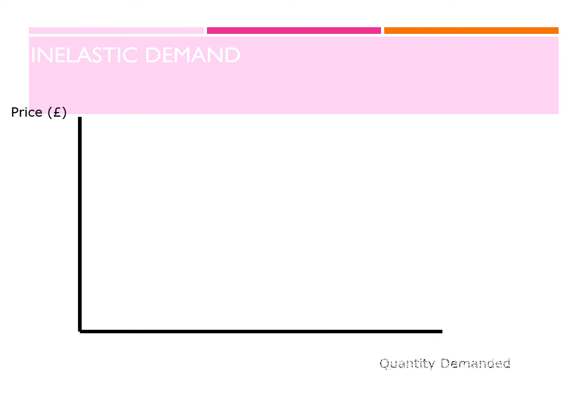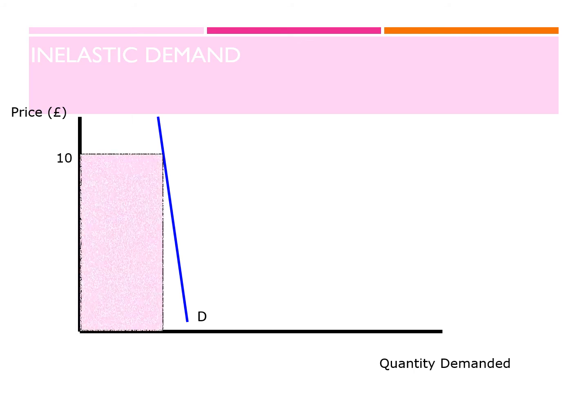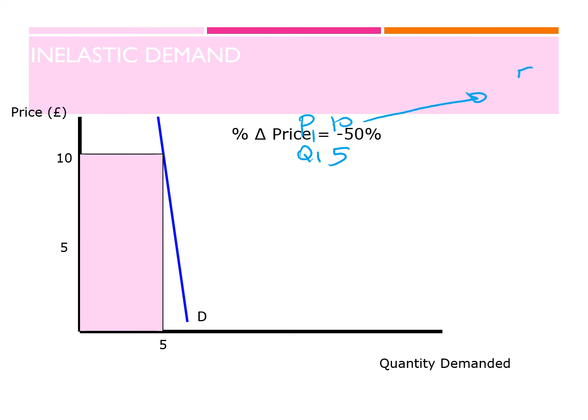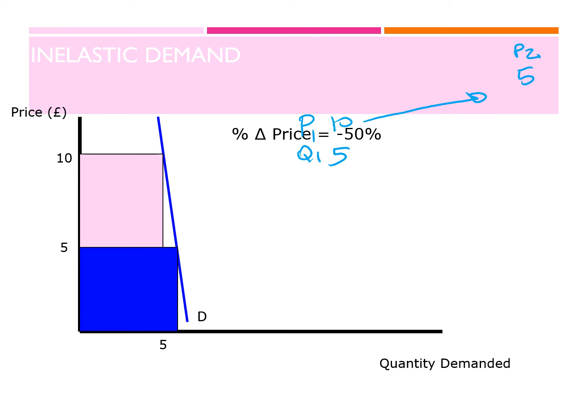Inelastic demand, again, same thing. It is steeper, my demand curve, if I'm talking about an inelastic demand. My original price was 10 and my original quantity was 5. If prices decrease from 10 to 5, so this is my P2, my quantity demanded also will increase. What will happen to quantity demanded at that point? It will be 6. This is my new quantity demanded.